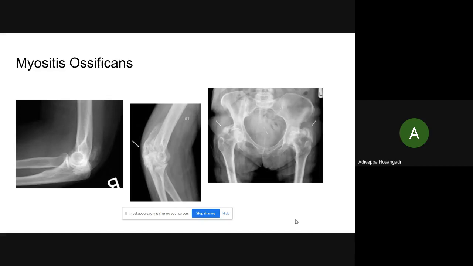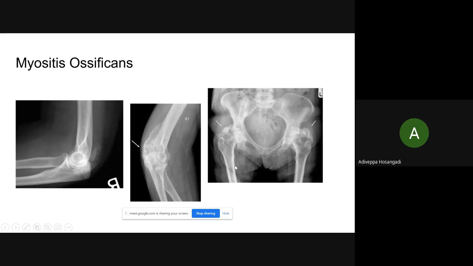Okay. So myositis ossificans. What is myositis ossificans? You should know one thing. The word itself is a misnomer.